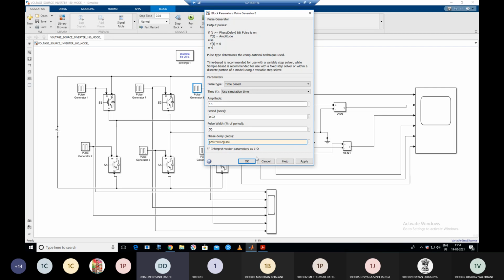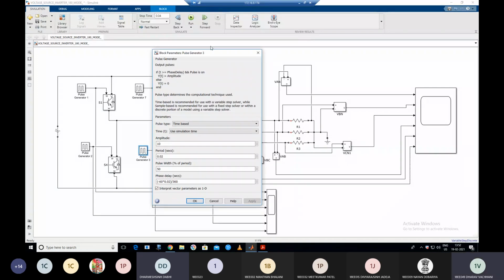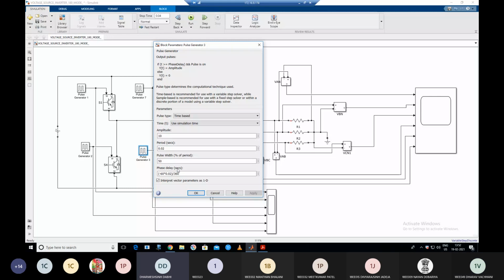Clear? All of you? Any doubt? No, sir. Okay. Now the same way for switch number 6. Now it is very important. Minus 60. It is minus 60 because it starts at 300. So 300 to 360 is conducting in the same cycle, and the next 60 degrees is conducting from 360 to 0. Clear? It means the phase angle is minus 60 degrees, and here the pulse width is 100 by 3.